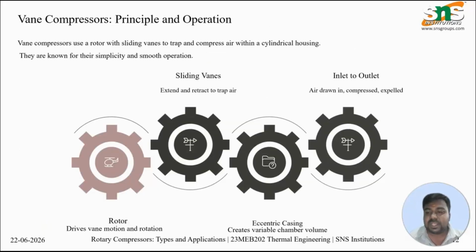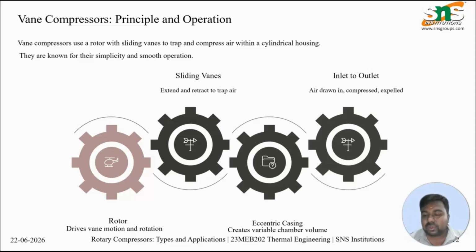Now, the principles of vane compressors and their operation. The vane compressor uses a rotor, that means a rotating element, with sliding vanes to trap and compress the air within a cylindrical housing. They are known for their simplicity as well as smoother operation. The sliding vanes extend and retract to trap the air.